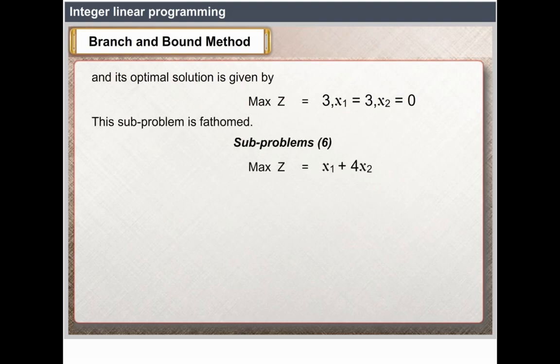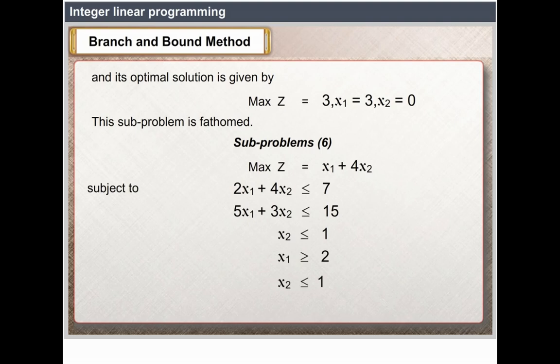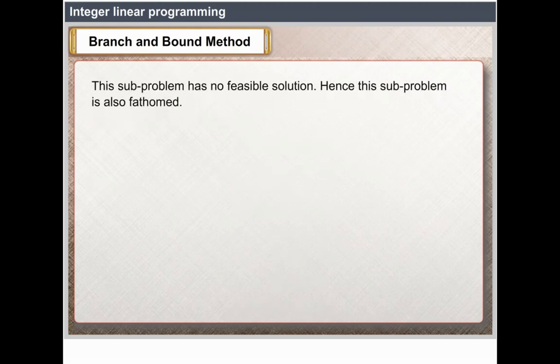Subproblem 6. Maximize z equal to x1 plus 4x2 subject to 2x1 plus 4x2 less than or equal to 7, 5x1 plus 3x2 less than or equal to 15, x2 less than or equal to 1, x1 greater than or equal to 2, x2 greater than or equal to 1 and x1, x2 greater than or equal to 0. This subproblem has no feasible solution. Hence, this subproblem is also fathomed.